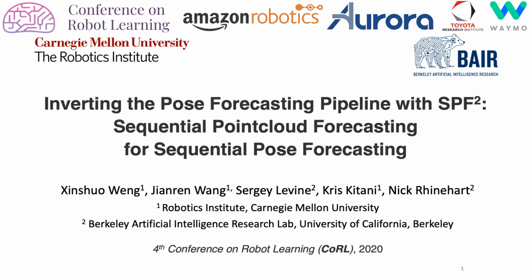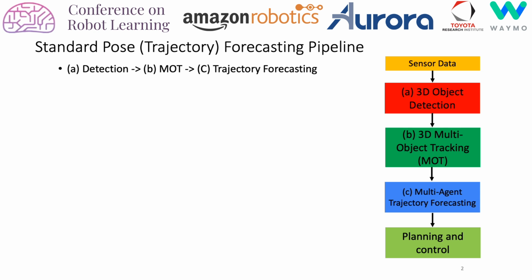Inverting the post-forecasting pipeline with SPF², Sequential Pointcloud Forecasting for sequential post-forecasting. Let's first review the standard post-forecasting pipeline, which contains object detection, multi-object tracking, and multi-agent trajectory forecasting.